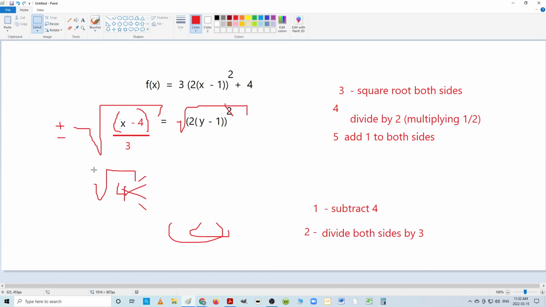Okay, what does it do on the right side? It gets rid of the square. Right? That's what a square root does. If something was cubed, you would cube root it. So that's number 3 done.